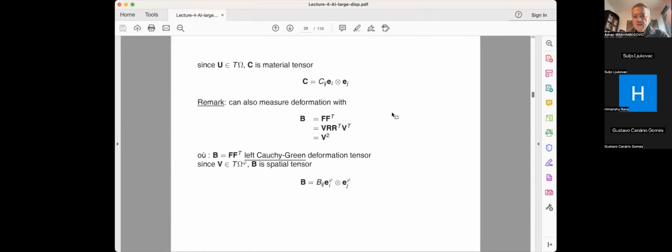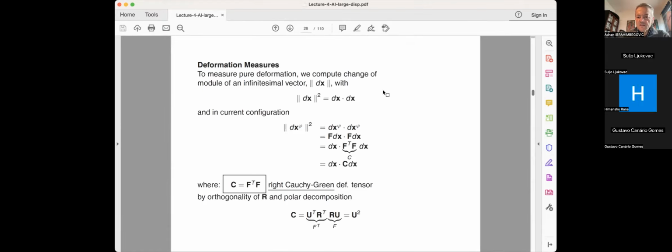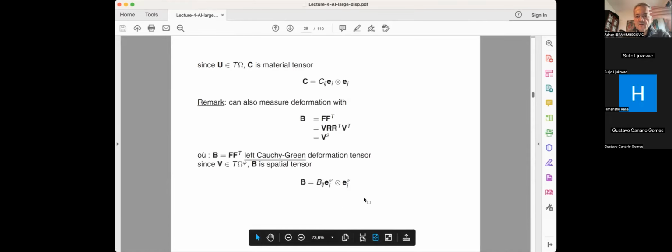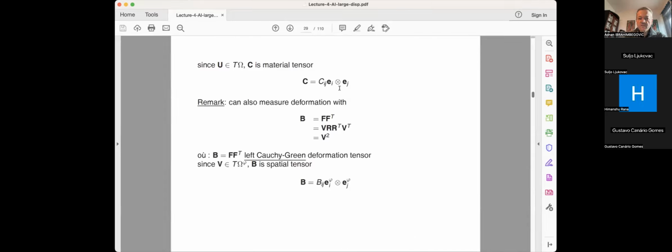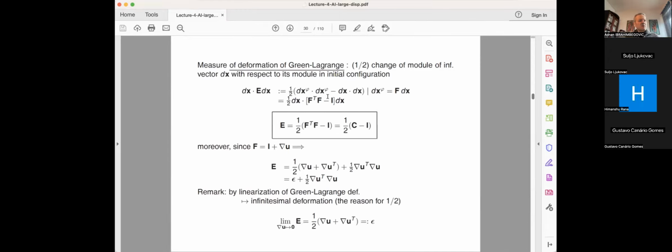Of course, I could have done that the other way around, but first of all, the right Cauchy-Green tensor, given that it depends on the right stretch tensor, is also a material measure. So you can write it in terms of components C_ij E_i tensor E_j. And then you have the left Cauchy-Green tensor B to be F F transpose. With the orthogonality of R, you have V R transpose times V transpose, and it's V squared. So the left Cauchy-Green deformation tensor is a spatial strain measure, which could be written as B_ij e_i^phi tensor e_j^phi.